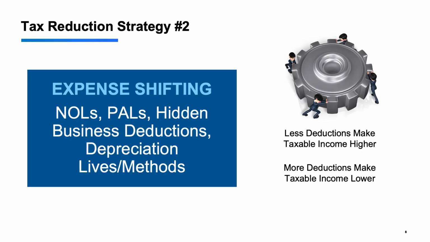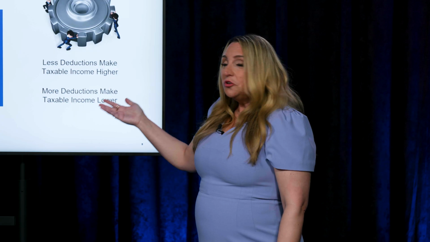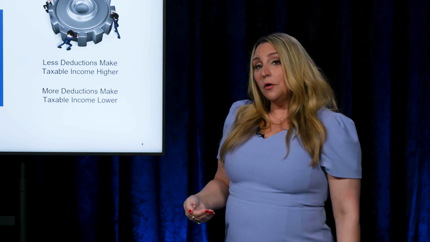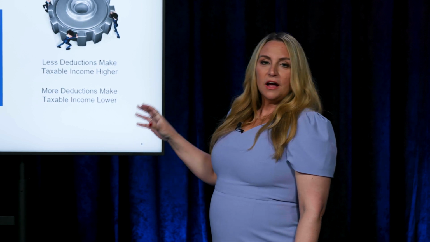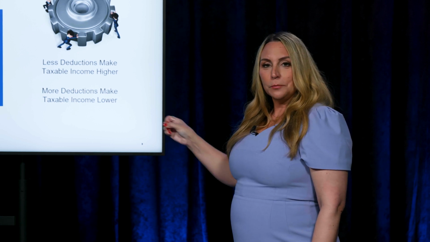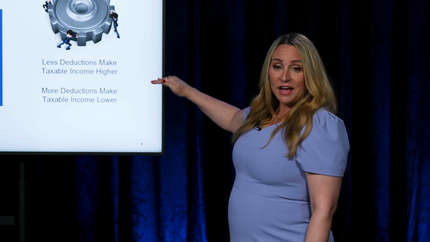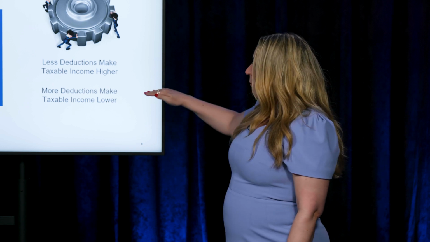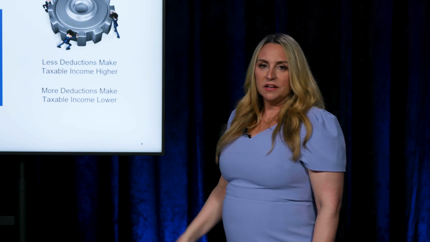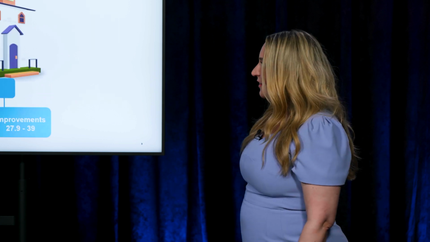Now, in addition, you probably do this on a daily basis, but you just don't realize that you're expense shifting. When we make decisions about depreciation, for example, whether to use bonus or 179, choosing the lives and the methods in how we're depreciating, and there are lots of other ways to shift those expenses. The idea here, though, is that fewer deductions make our taxable income higher, while more deductions make taxable income lower and in turn reduces taxes.